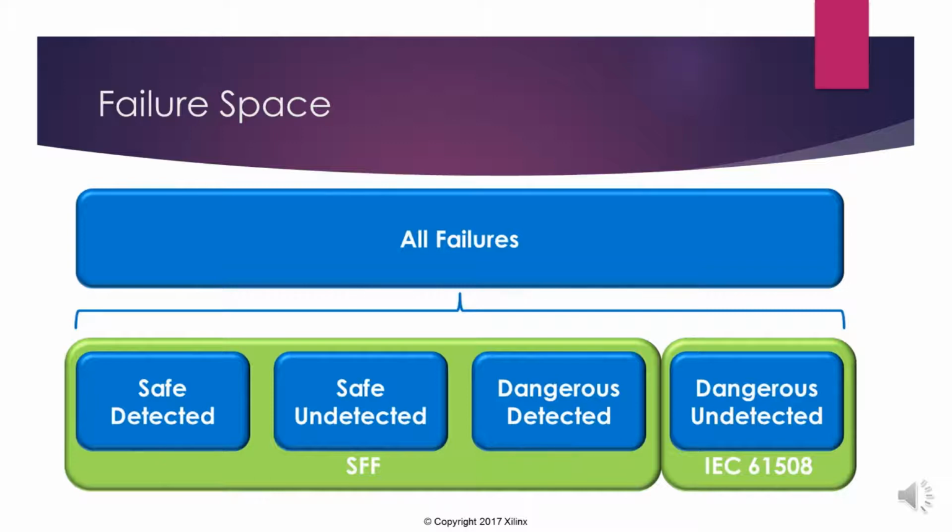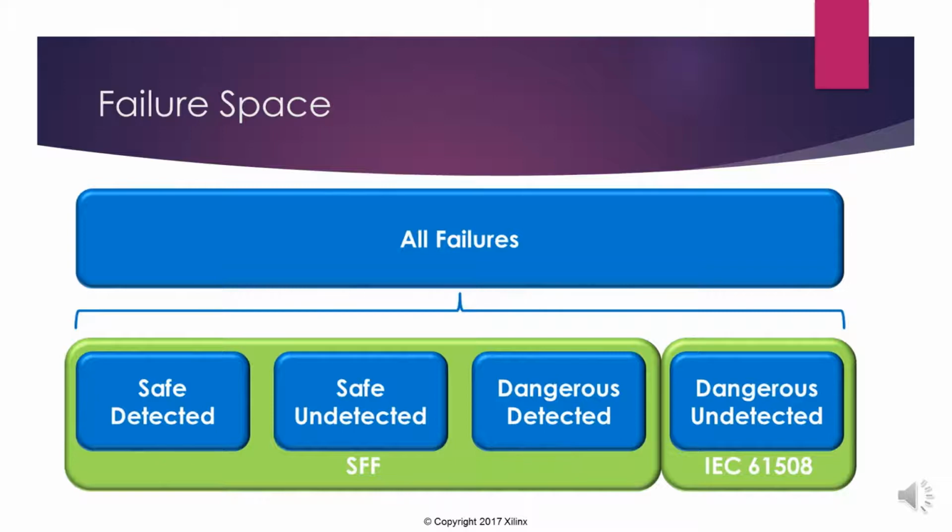The big concern, the one that goes towards the charts on the previous page that show why we have the additional hardware fault tolerance, is the dangerous undetected, because we can't allow the dangerous undetected to actually occur, so we need to put in hardware fault tolerance to protect against those.